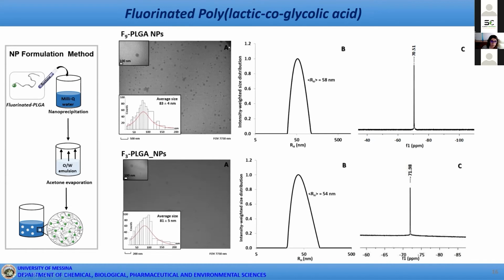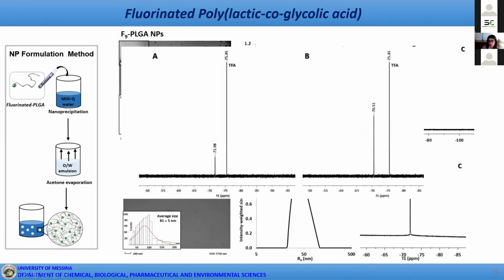In particular, in the top panel, we can observe the TEM image, and we evaluated an average diameter of 80 nanometers. This data was confirmed by DLS analysis, which also provided a good PDI value. Moreover, about the NMR measurement, in both cases we can observe the fluorine-19 signals, and this demonstrates that the self-assembly process does not impair the mobility of the fluorinated chain.